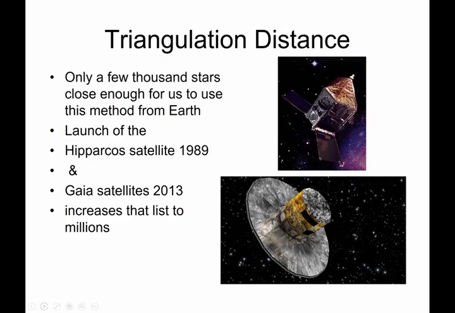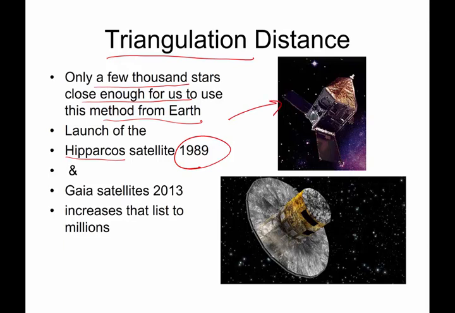Using this parallax method or this triangulation method, there are only a very few stars that are close enough for us to actually measure how far they are from the Earth. This process has been improved. In the 1980s, we launched the Hipparcos Satellite. The Hipparcos Satellite is useful for measuring this triangulated distance, and it is much better at it because it's up above the Earth's atmosphere. It does a much better job of gathering weak impulses of light.